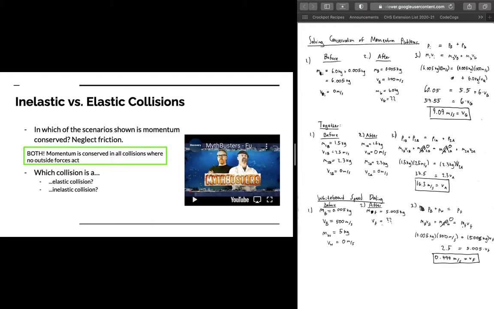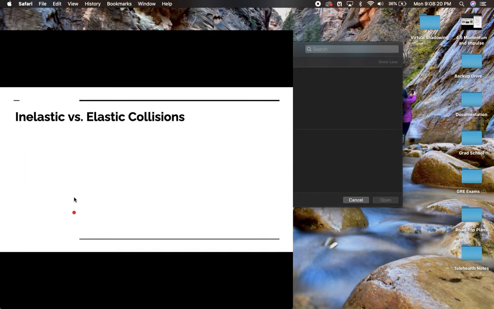In this case, momentum is conserved in all collisions where no outside forces act. What's happening here is that momentum is conserved, but a different quantity is not being conserved, okay? And that quantity is the kinetic energy of the objects, okay? So let's take a look at a little bit what's going on here and what's happening with elastic and inelastic collisions, okay? Let's see what's going on right here.